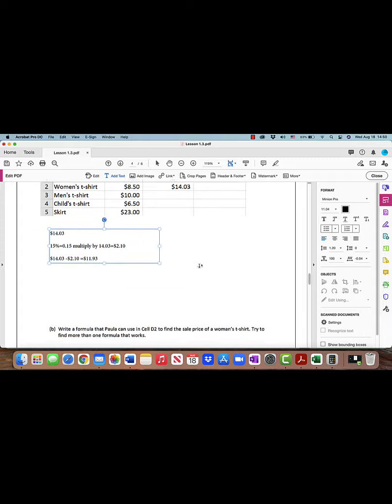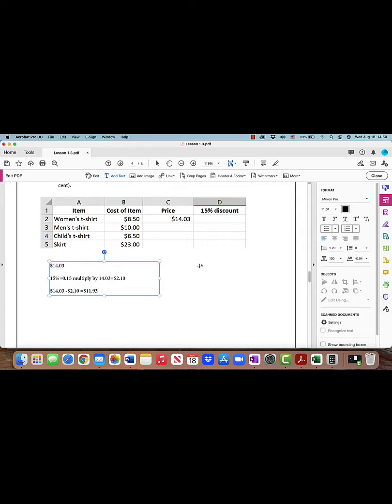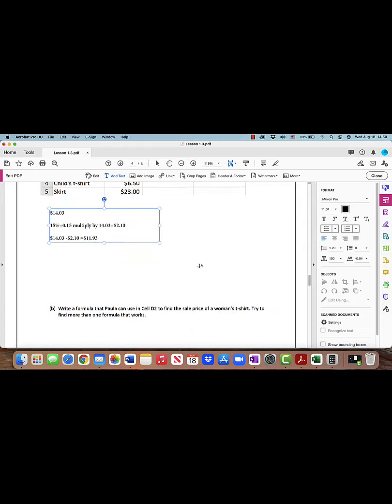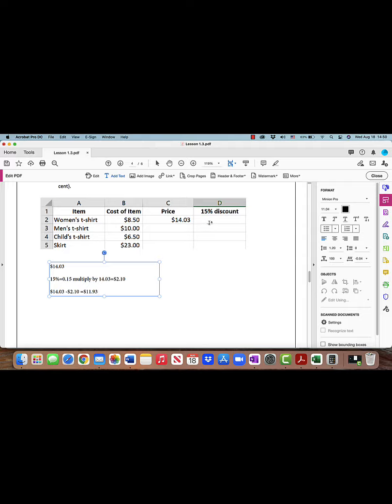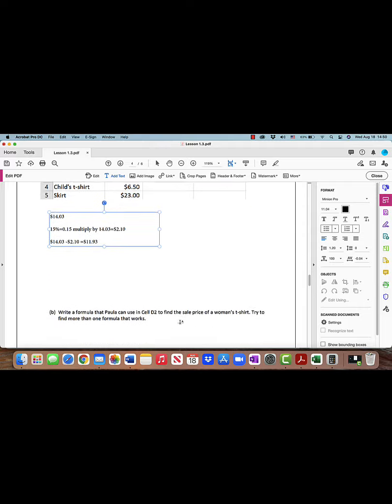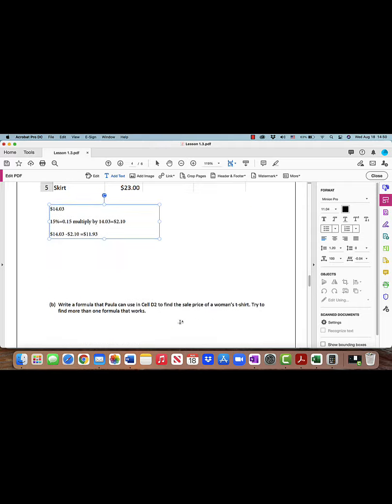Okay, so the next question, and we can do it for each one of them, but we would like to make it a little bit more systematic. So what I want to ask you is to think of a formula that, let's say, Paula could use in the cell D2 right here, so that we can find the price of the shirt after the discount. And if you can think of two different formulas, then you can type them both up. Okay?